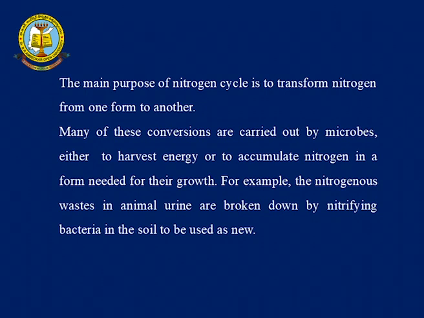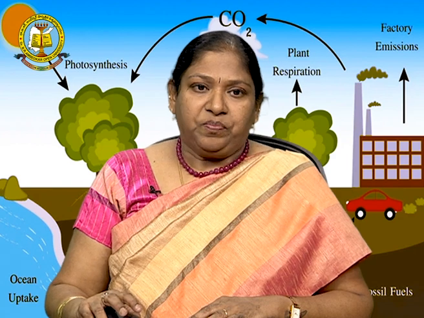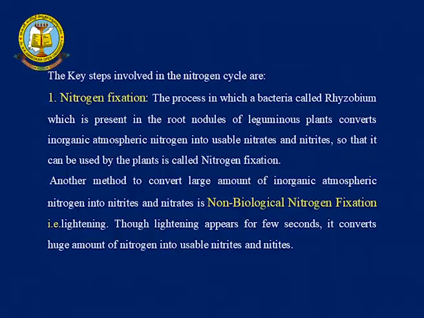Many of these conversions are carried out by microbes either to harvest energy or to accumulate nitrogen in a form needed by them for their growth. For example, the nitrogenous wastes in animal urine are broken down by nitrifying bacteria in the soil to be used as a new product. Now, what are the key steps involved in the nitrogen cycle?